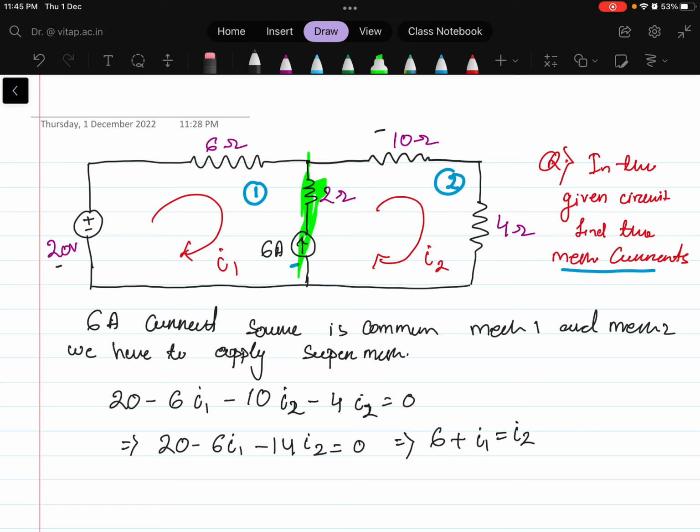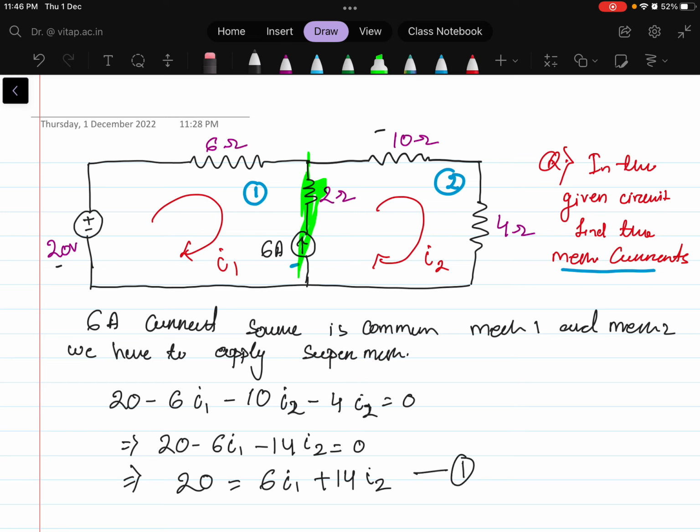Okay, so this can be written as minus 20 is equal to 6 I1 plus 14 I2, and I will take this as, let us say, equation number 1.